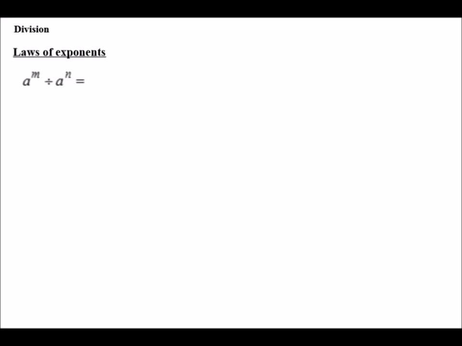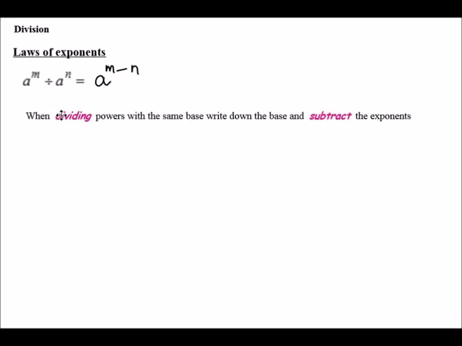We have to remember the laws of exponents, and remember when we divide powers with the same base, we write down the base and minus the exponents. So that will be m minus n. These are the things you have to learn. When dividing powers with the same base, write down the base and subtract the exponents.